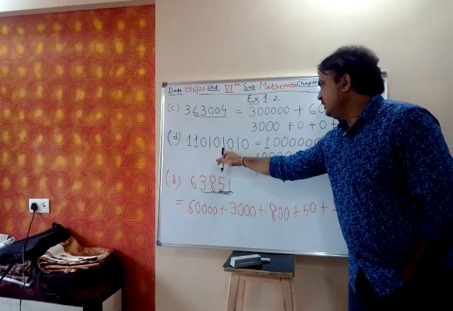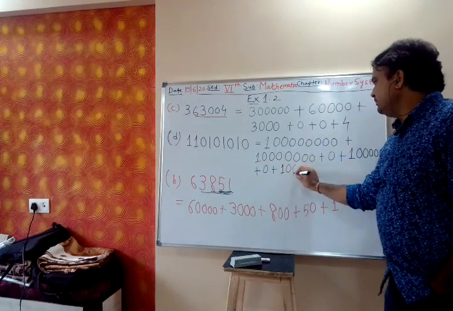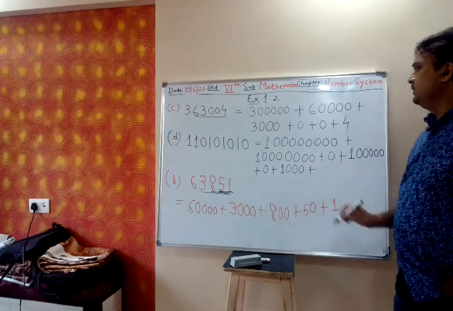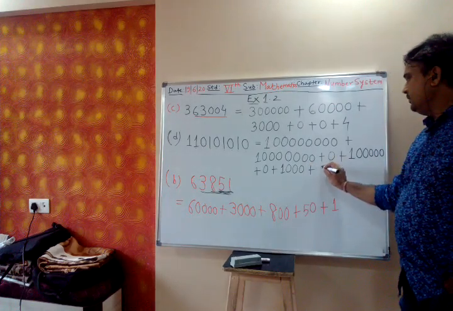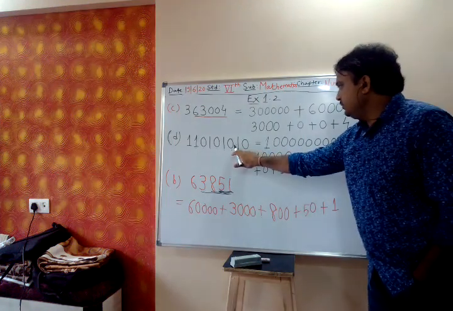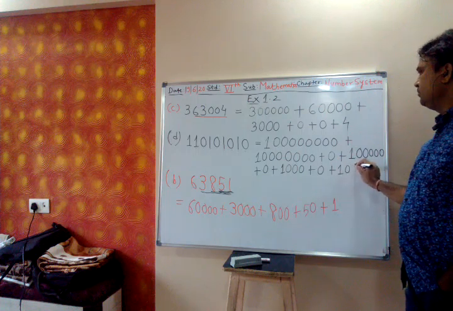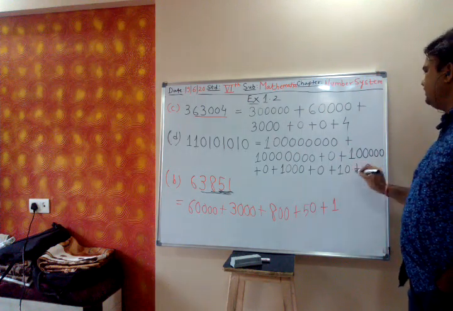For this one, after this one, there are 3 digits. Yes, 1, 2, 3. Plus 0. Plus this one, after this one there is 1 digit, I will write 1 0, plus last I will write 0.